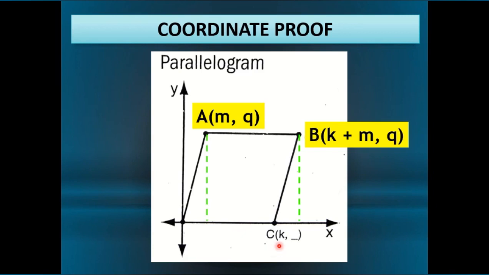And then lastly, for point C, we form a horizontal line. So the y coordinate is the same as this point, which is 0. So our C has coordinates K, 0.